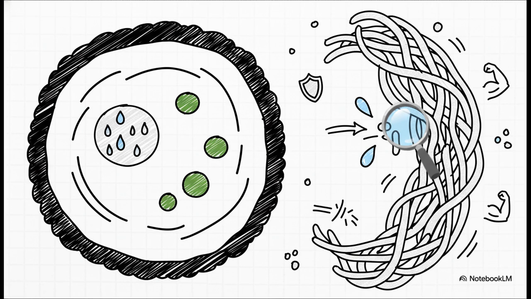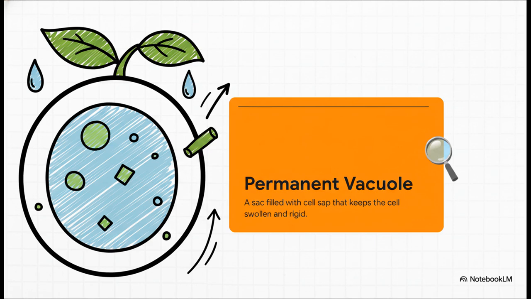It provides incredible structure and strength. Actually, if a plant cell absorbs way too much water through osmosis, it's this tough cellulose wall that totally prevents the cell from swelling up and popping like a balloon. Upgrade number 2 is the permanent vacuole.